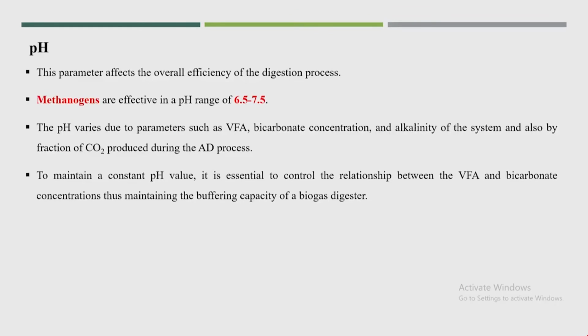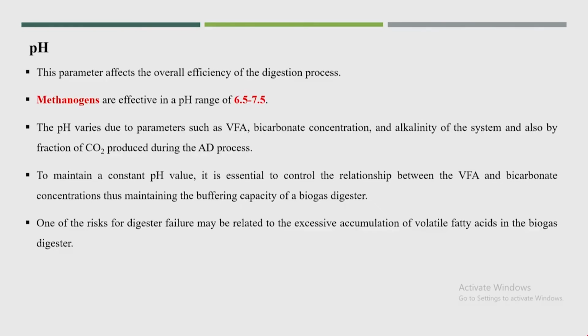To maintain a constant pH, it is essential to control the relationship between the VFA and carbonate concentration, thus maintaining the buffering capacity of the biogas reactor. One of the risks of digester failure may be related to excessive accumulation of volatile fatty acids in the biogas digester. So, this is what I was telling about. If there is an excessive amount of VFA production, the pH will drop drastically. That could be one of the risks of failure of a biogas reactor.